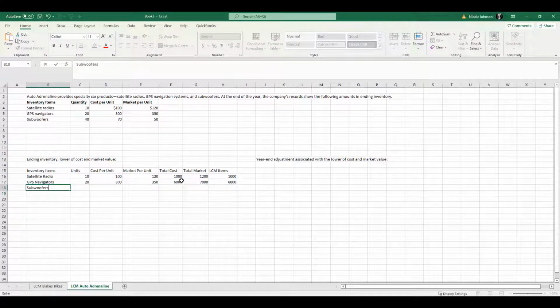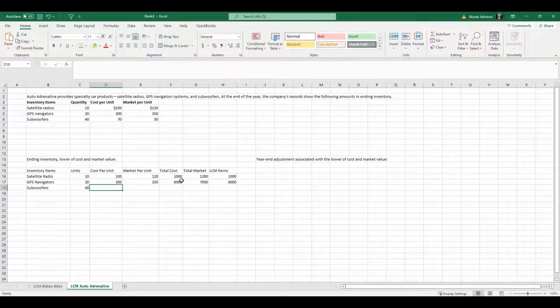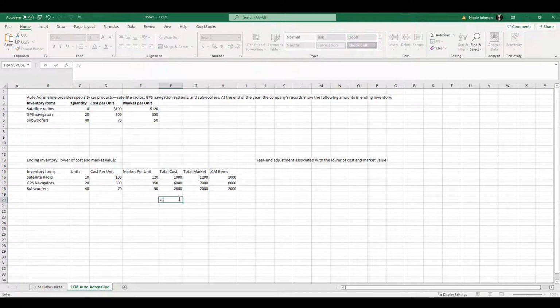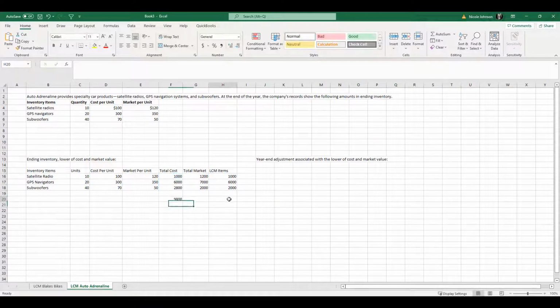Last one is subwoofers. We have 40 of these. They cost 70 per unit. Market value is 50. Total cost is 40 times 70. Total market 40 times 50. Which one's lower in this case? The market. Let's total these up. Total costs. And lower of cost and market total.